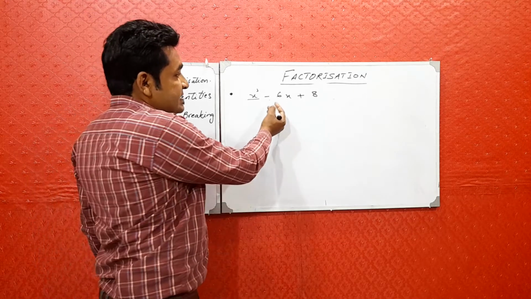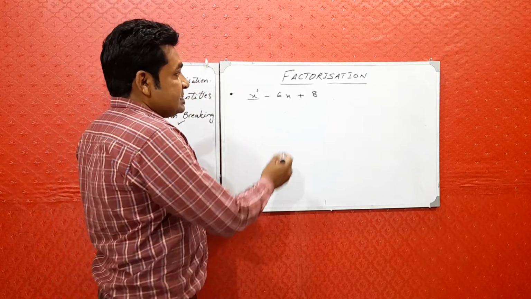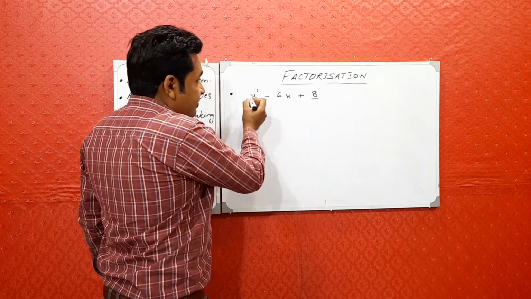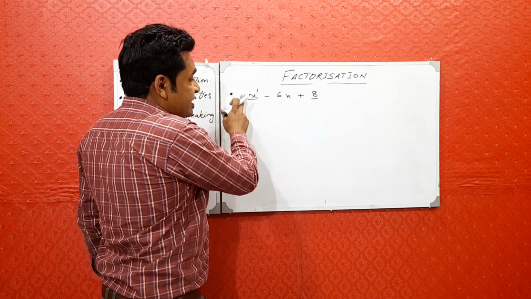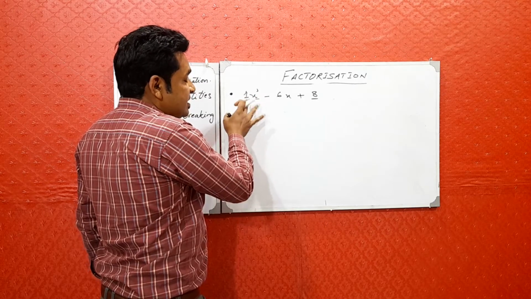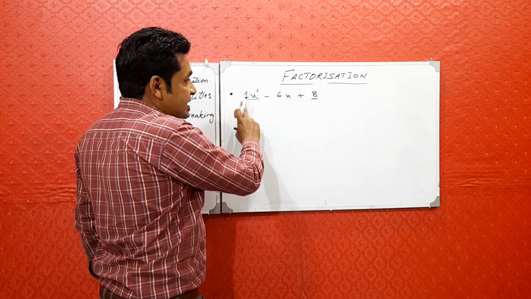Now we will break this term. The method is that you find the factors of this number. If we have any number written here, like for example right now it's 1, because there is no coefficient given, so that's why it is 1. So 8 ones are 8.